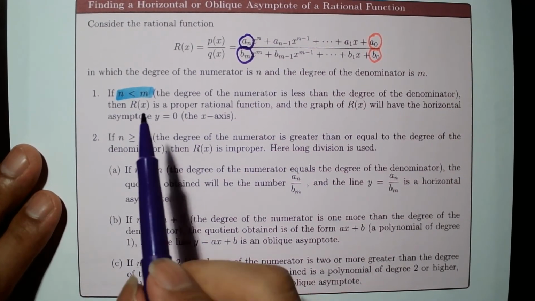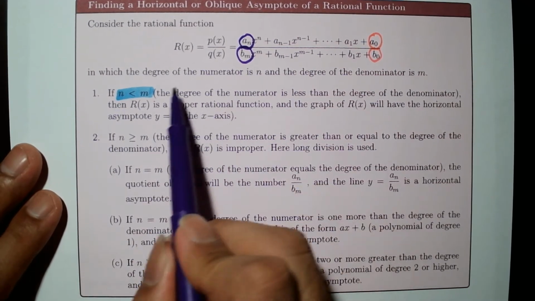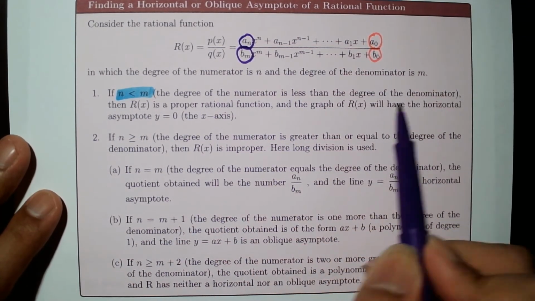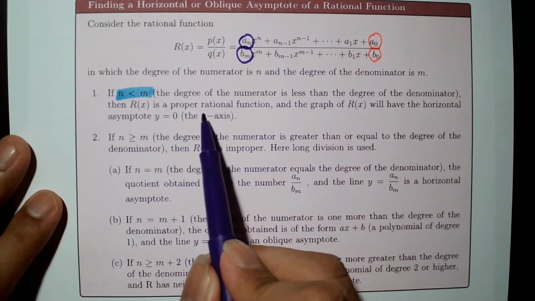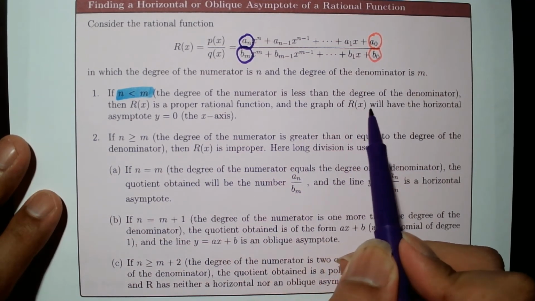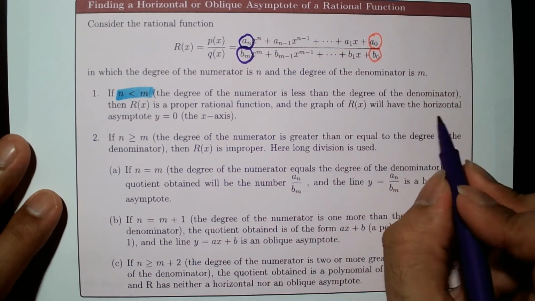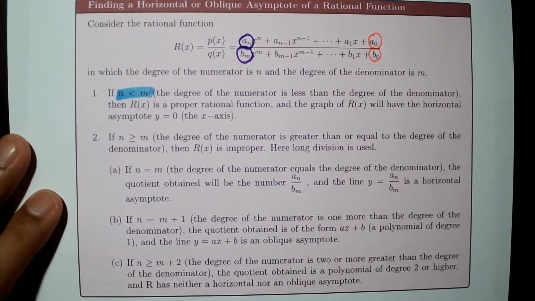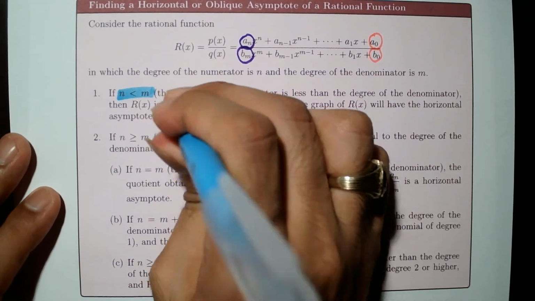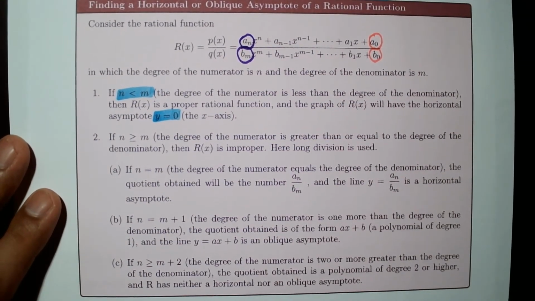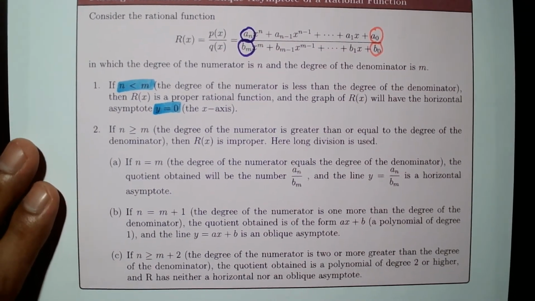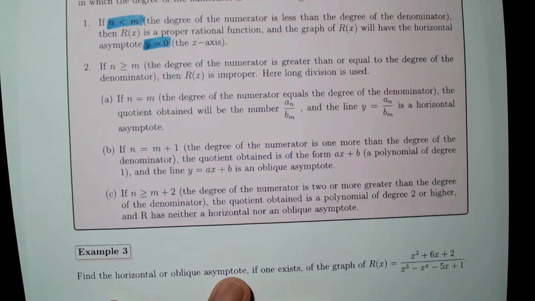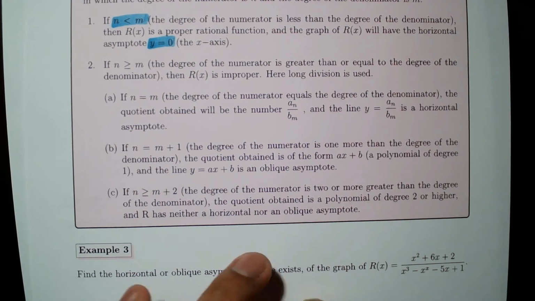All right, so let's see. If the degree of the numerator is less than the degree of the denominator, then the graph will have a horizontal asymptote y equals 0, and we're done. We don't have to do anything else. We don't have to do a polynomial long division or a ratio of leading coefficients, which is what we do in the next descriptions.